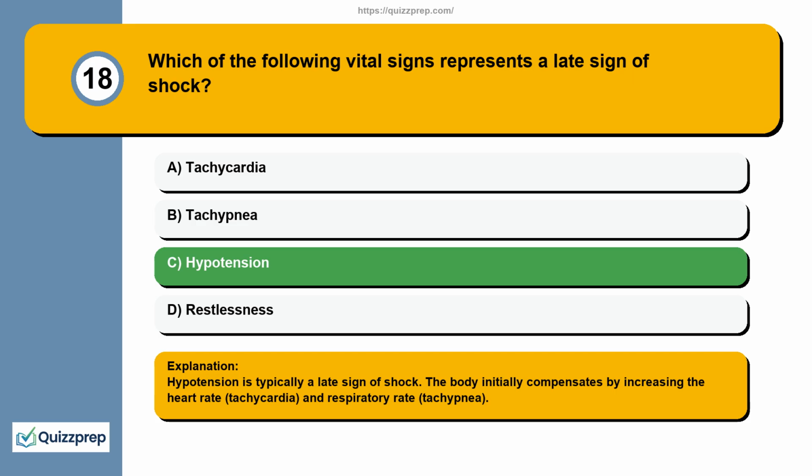Explanation: hypotension is typically a late sign of shock. The body initially compensates by increasing the heart rate, tachycardia, and respiratory rate, tachypnea.